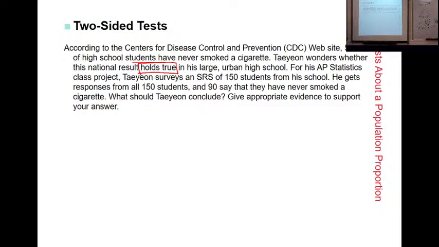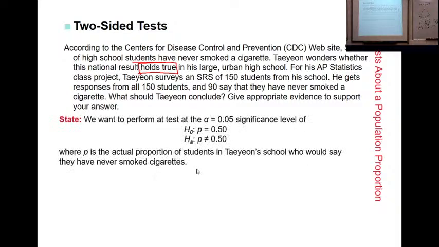I did not bamboozle. He's lying. It's a one-sided test. He's still trying to trick us. P is 0.5. The alternative is that P is not 0.5. We define our proportion, and we have our alpha level.